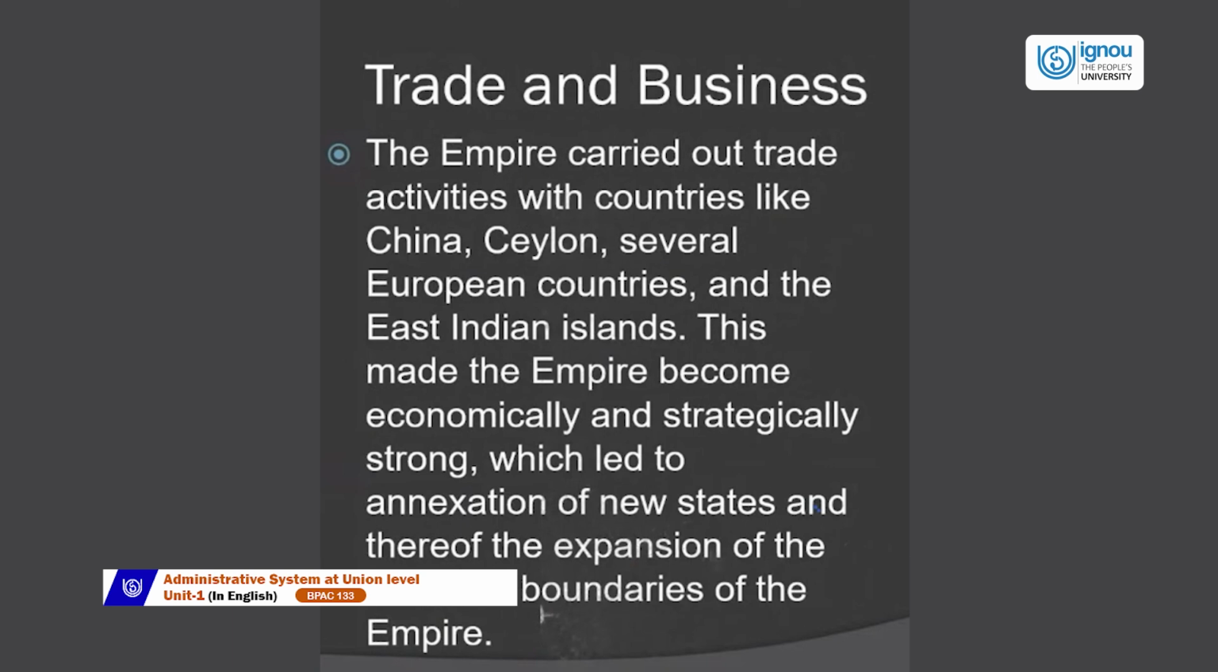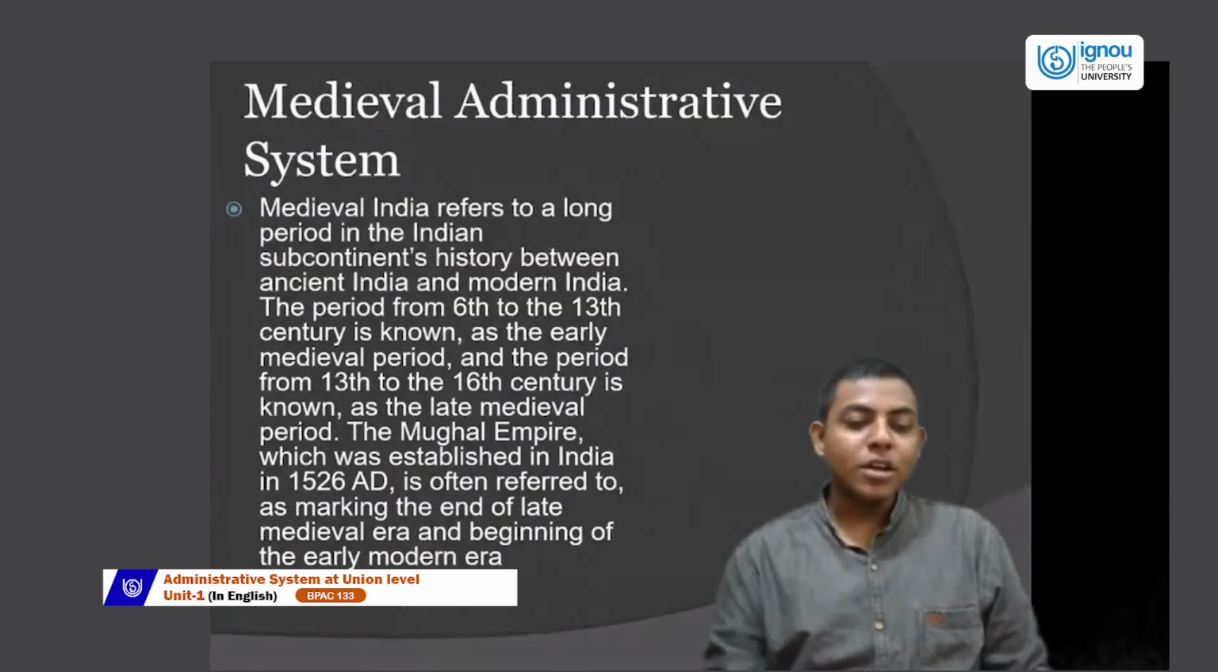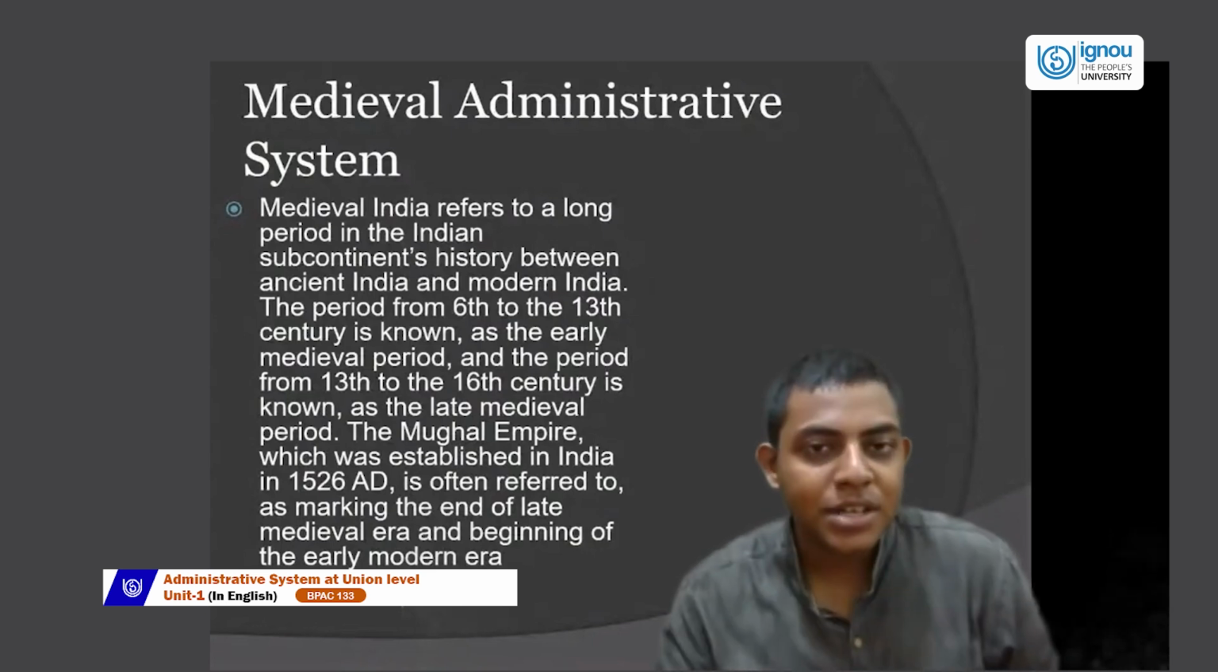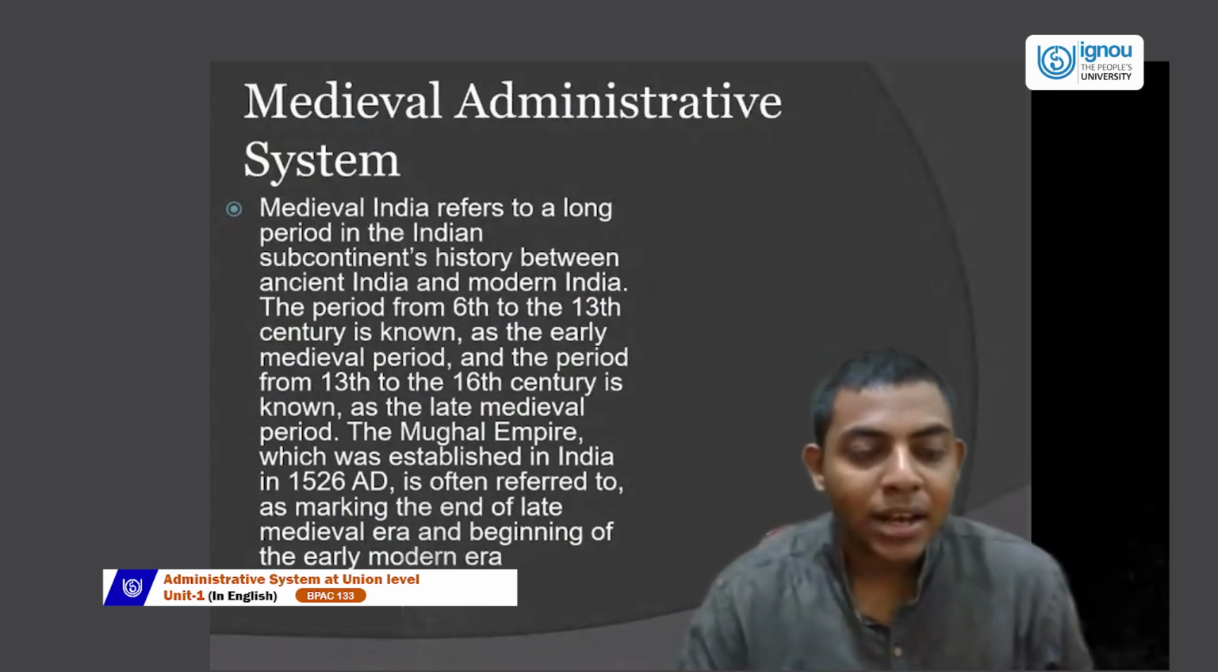Medieval India from the 13th to 16th century is known as the late medieval period. The Mughal Empire, established in 1526 AD, is often referred to as marking the end of the late medieval era and the beginning of the early medieval era. So we are going to study the administrative system during the Mughal period.